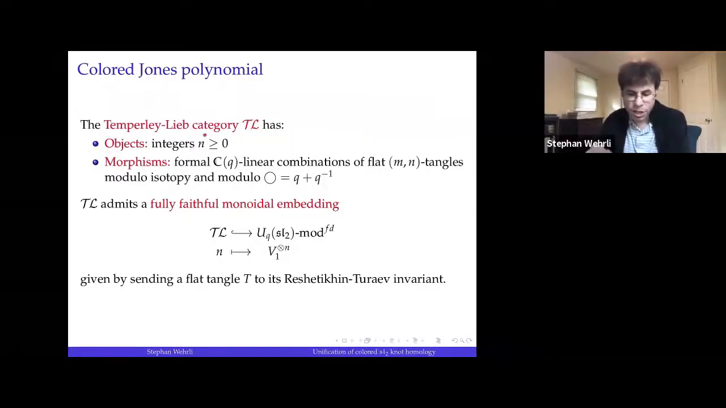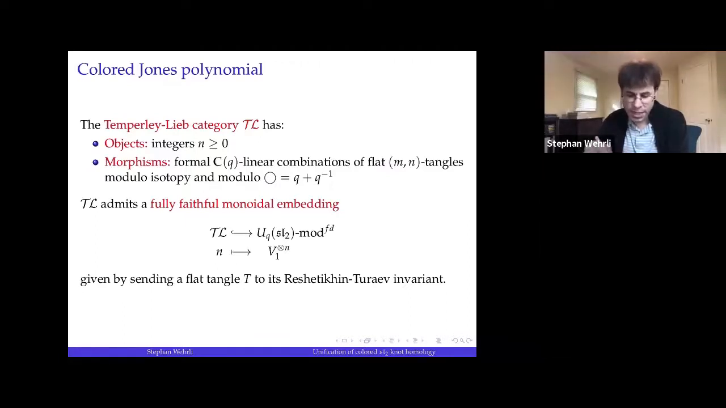The objects are non-negative integers, and the morphisms are just formal linear combinations of flat (m, n) tangles. By flat, I mean they have no crossings. They're embedded in some square, with m points at the bottom and n endpoints at the top. And of course, you impose the relation that the circle evaluates to q plus q inverse. Composition is given by stacking tangles vertically on top of each other.